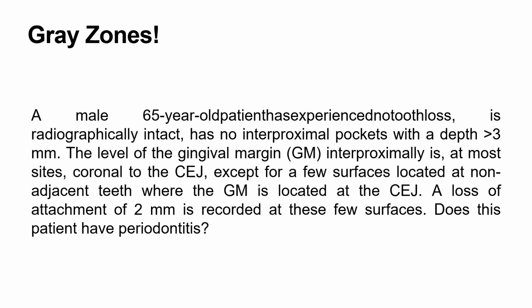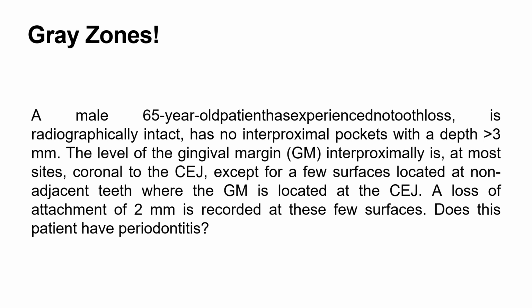It belongs to stage 3 and 4, right? Another example: a male 65-year-old patient has experienced no tooth loss, is radiographically intact, and has no interproximal pocketing with a depth of 3 mm or more. The level of the gingival margin is at most sites coronal to the CEJ, except for a few surfaces located at non-adjacent teeth where the gingival margin is located at the CEJ. A loss of attachment of 2 mm is recorded at these few sites. Does this patient have periodontitis?